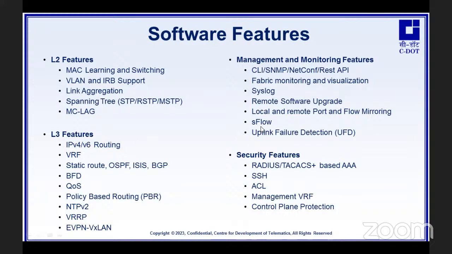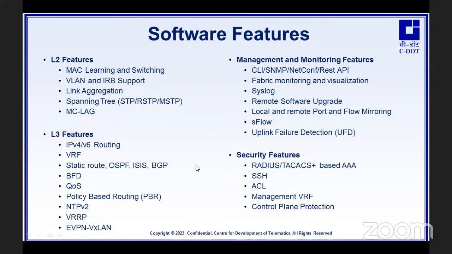sFlow. sFlow is a technique by which we sample the real-time traffic and collect it in a separate sFlow server, and we can analyze the traffic from there. Uplink failure detection: we define a special pair of uplink and downlink. If the uplink is down, we automatically disable the downlink so that no network resources are wasted and no traffic is sent by the downlink pair.